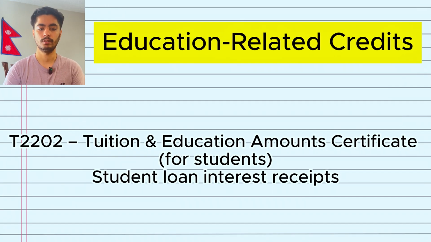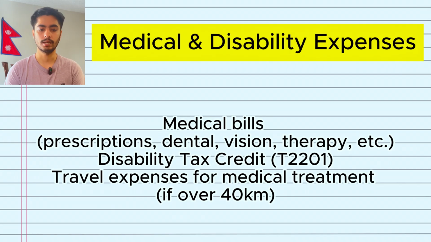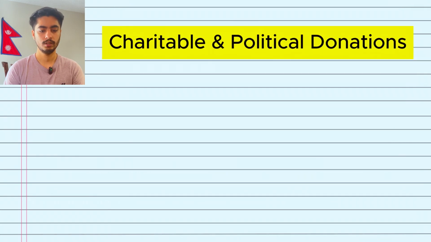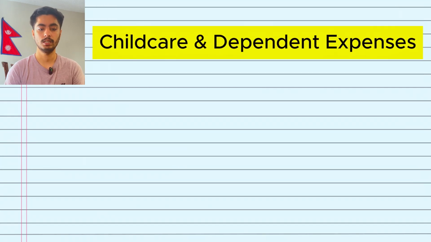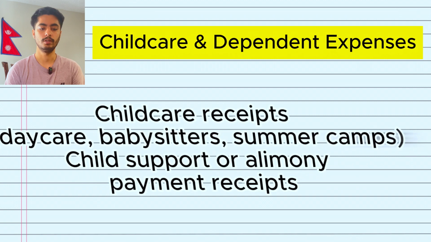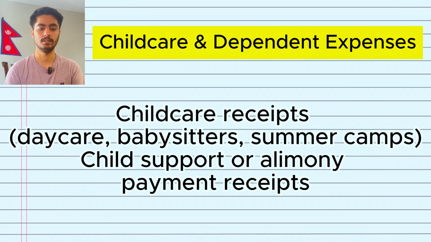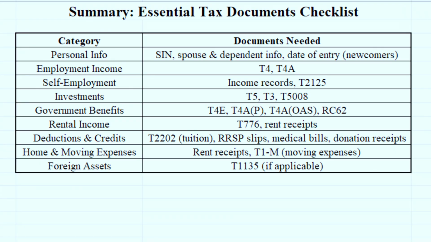Education related credits: T2202 form for tuition and education amount certificate for students. Also, you can deduct your medical and disability expenses, that includes medical bills. Charitable and political donations: if you have made any donations, you can deduct it from your income. Childcare and dependent expenses: you need to provide childcare receipts like daycare, babysitter or summer camp receipts. So in summary, these are the essential tax document checklist. You can pause the video and see what documents you need for different categories.